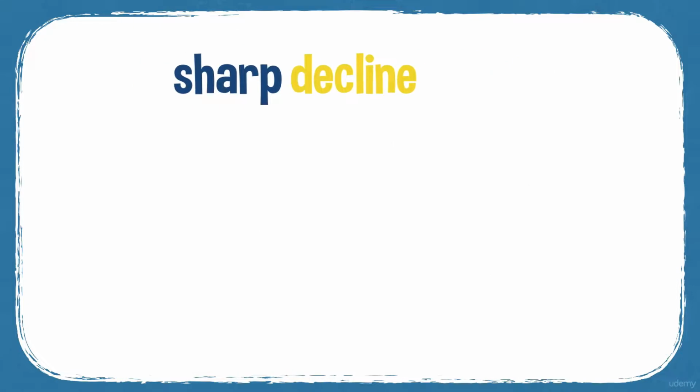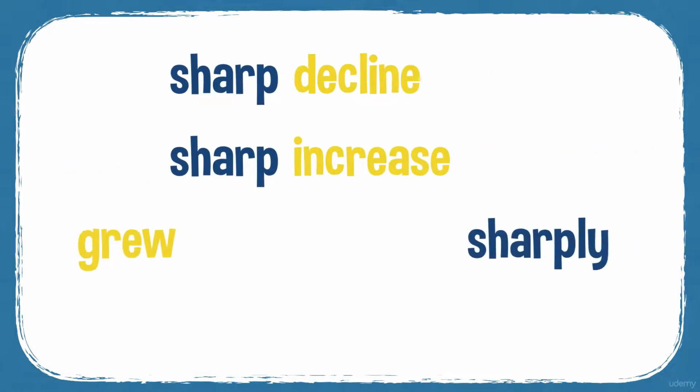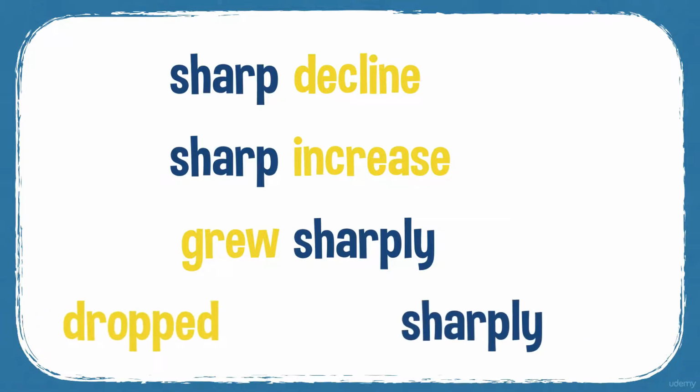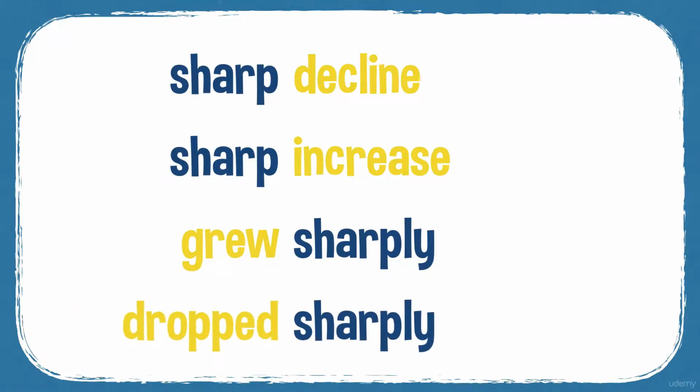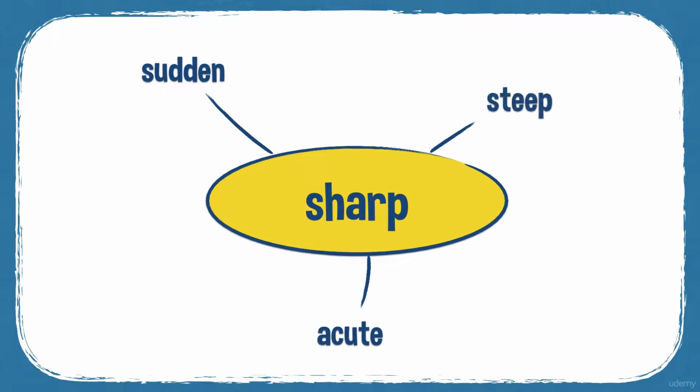So you can have a sharp decline, sharp increase. You can talk about something that grew sharply or dropped sharply. And so here's the adverb. Some synonyms for sharp: sudden, acute, and steep. Steep is quite a good one to use as well.